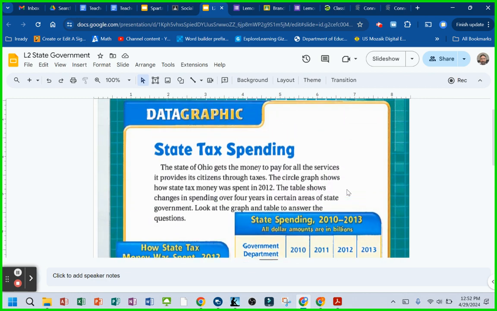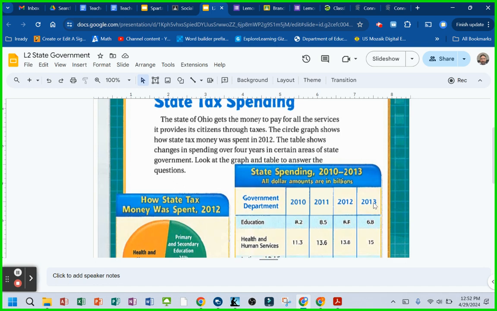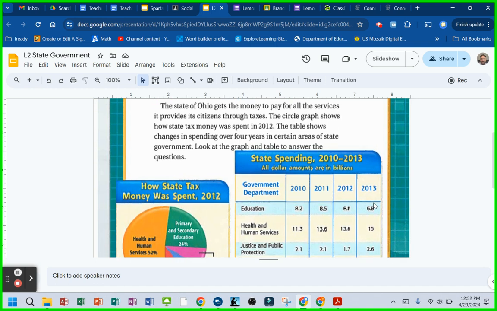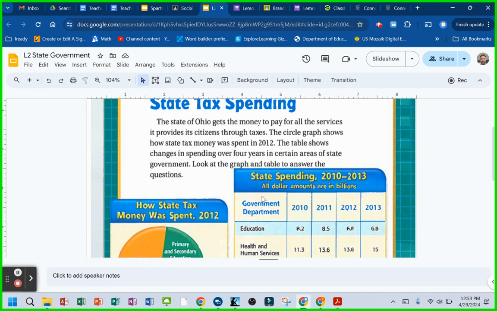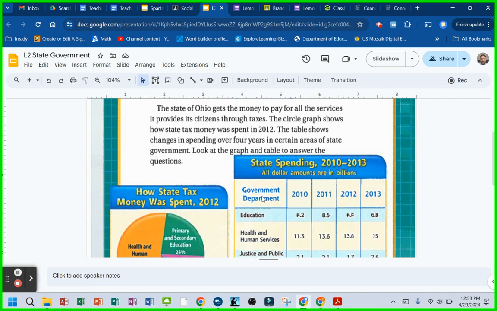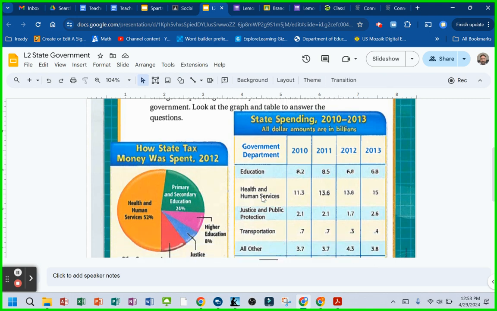Well, let's keep going. Hold on. Let's keep reading. Data graphic, state tax and spending. Oh, this is interesting. Let's look at this. Ready? You guys ready? It says, the state of Ohio gets money to pay for all the services it provides its citizens through taxes. The circle graph shows how state tax money was spent in 2012. The table shows changes in spending over 4 years in certain areas of the state government. Look at the graph and the table to answer questions.